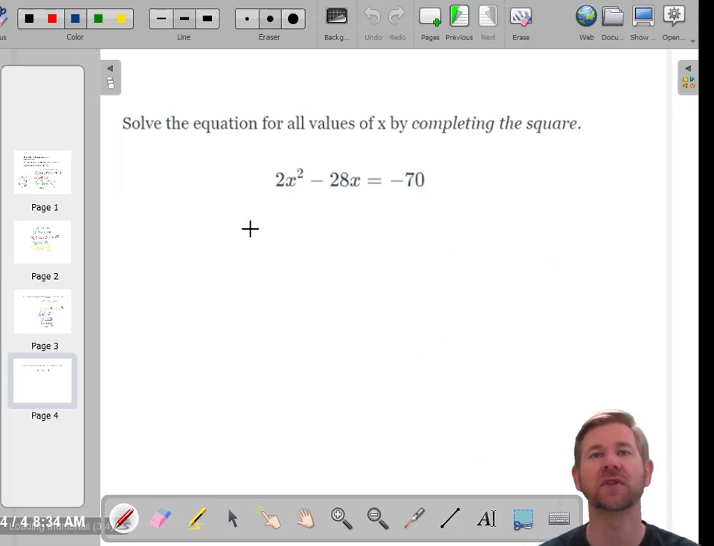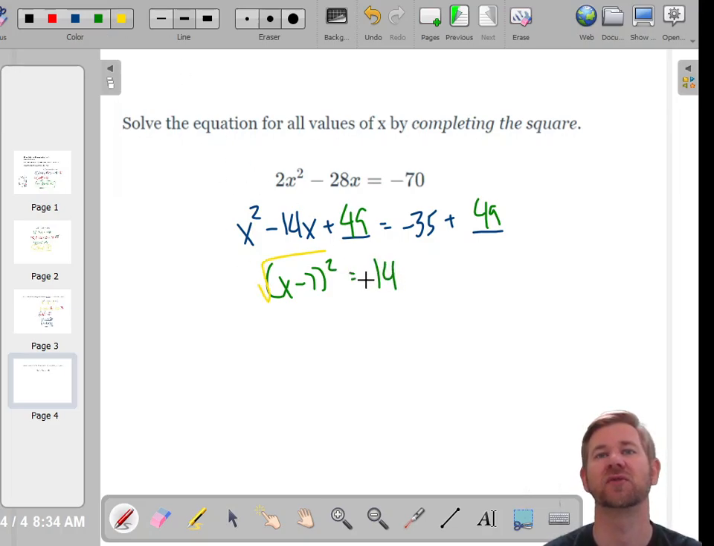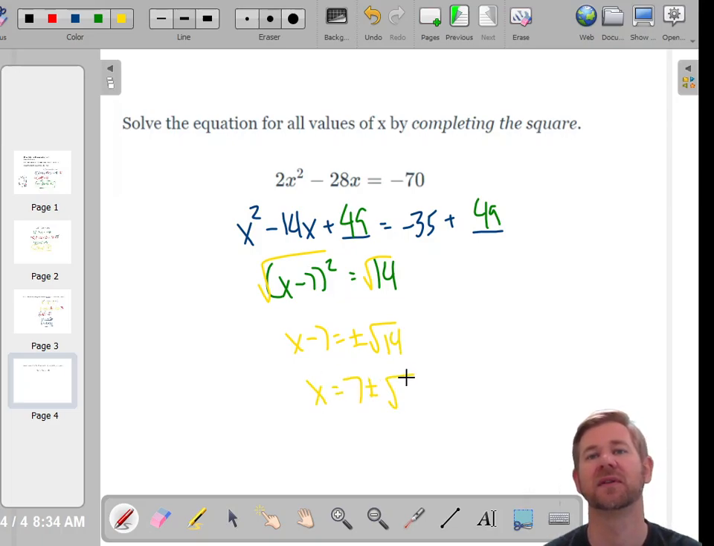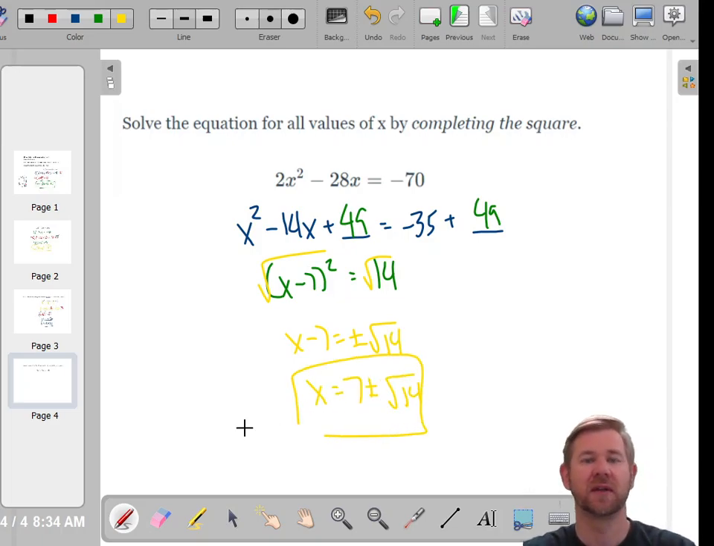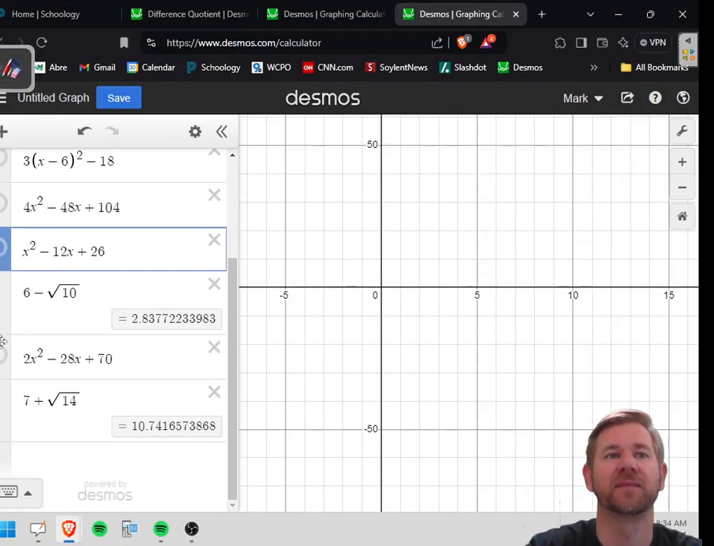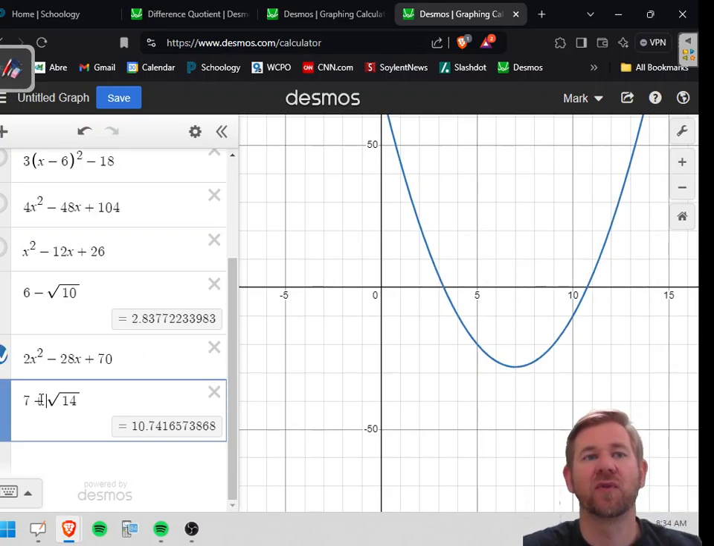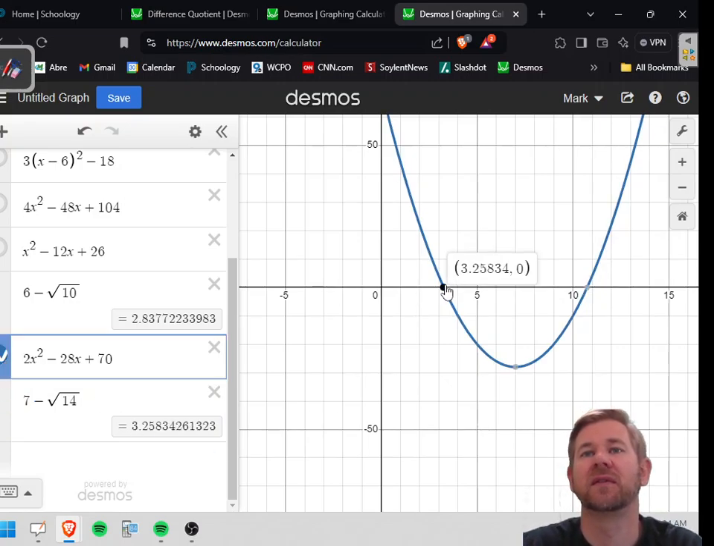So I'm going to just divide everything by 2. x squared minus 14x plus something is negative 35 plus something. And then if you do b over 2 squared, you get 49. x minus 7 squared equals 14. Square root: x minus 7 is plus or minus radical 14. So x is 7 plus or minus radical 14. And if I graph that one, 2x squared minus 28x plus 70, that's right here. You can see there's the function. And did we do it right? 10.74. Yep, 10.74. And the minus, 3.25. Yep, I know we did it right.